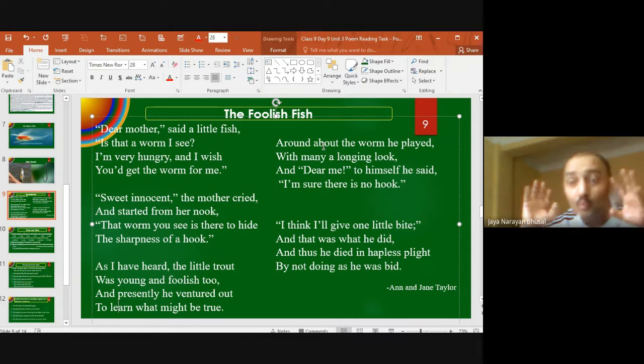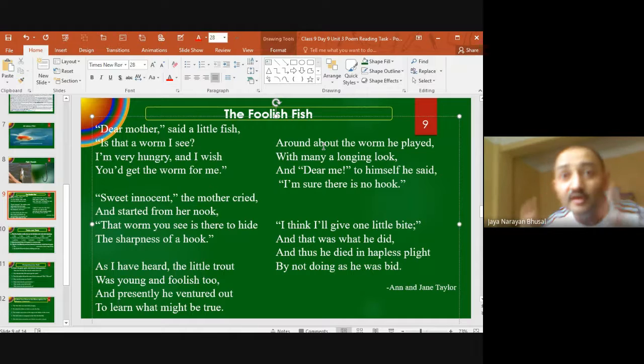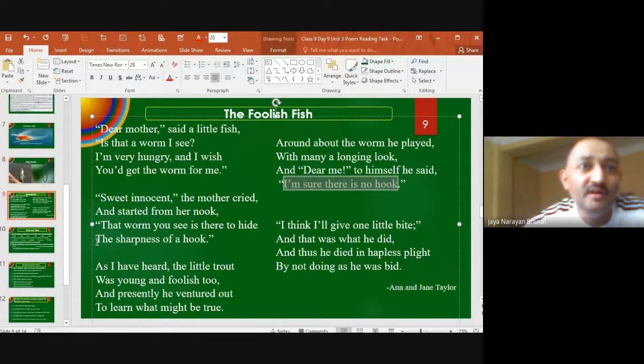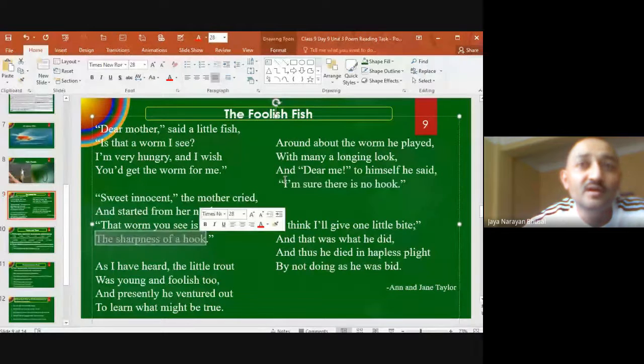Longing look. Okay? Longing look. Oh my, his mouth is watering and he wants to eat. He was tempted. I'm sure there is no hook. Look at his confidence, the mood. This is overconfidence. When mother already said that the worm you see is there to hide the sharpness of a hook. Okay, because she has lived a long life and she knows over the years what different things come in life. But the baby is still young, hasn't seen the world.